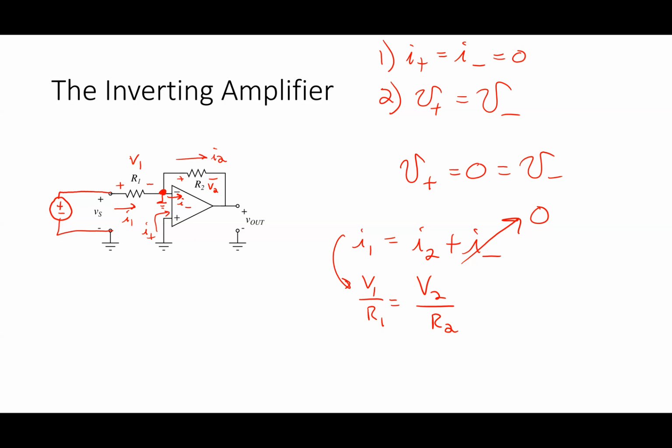Then I've got to put those in terms of the node voltages. So I ask, what's the node voltage at the plus terminal, and what's the node voltage at the minus terminal, and I do that for each of them. For V1, what's the node voltage at the plus terminal? VS. What's the node voltage at the negative terminal? 0. What about V2? What's the node voltage at the plus terminal? 0. What's the node voltage at the negative terminal? V out.